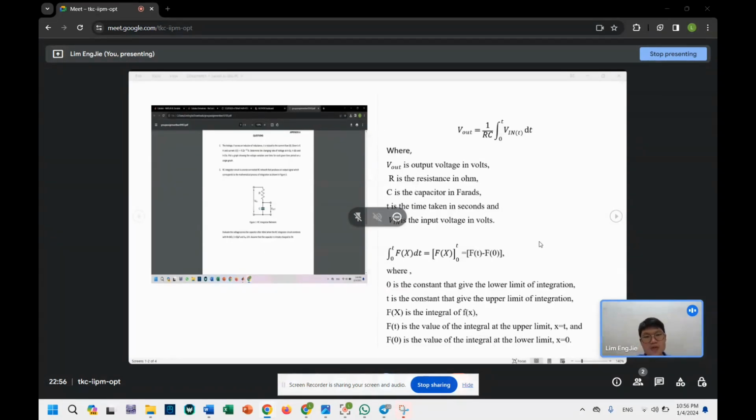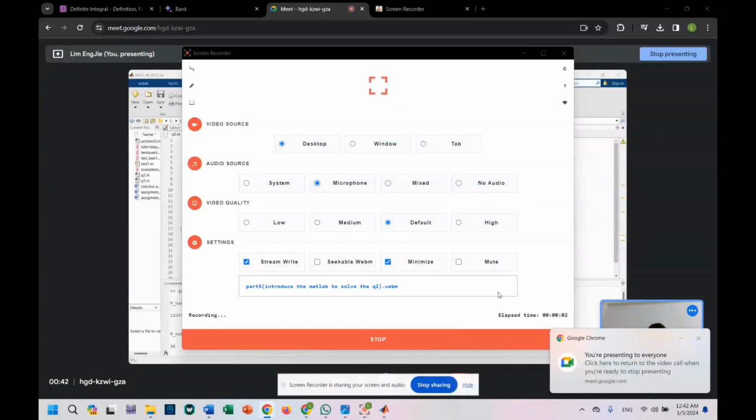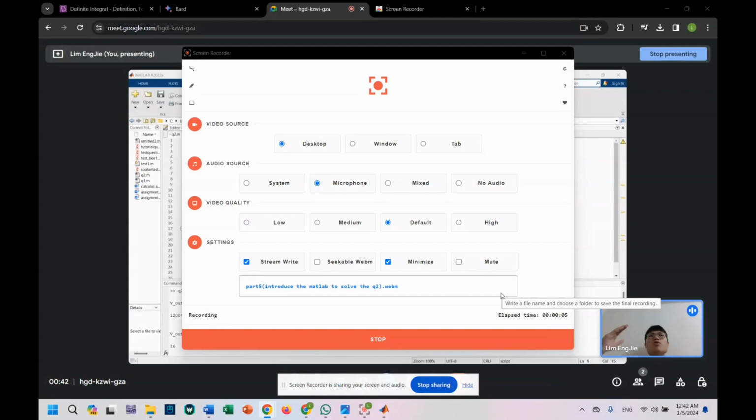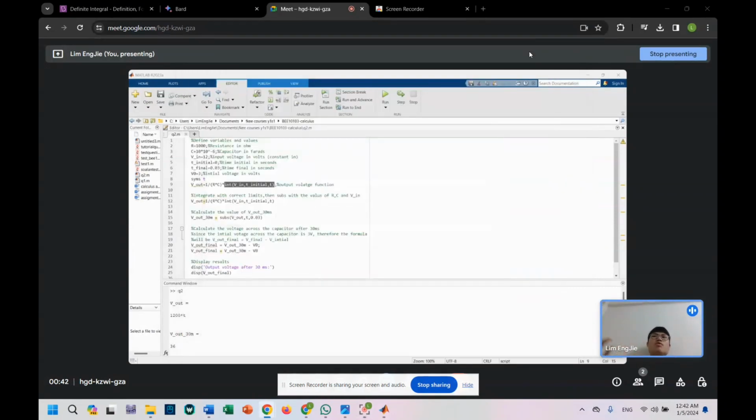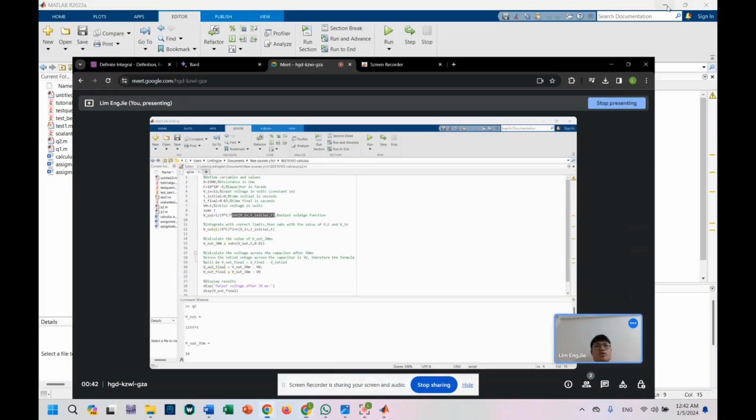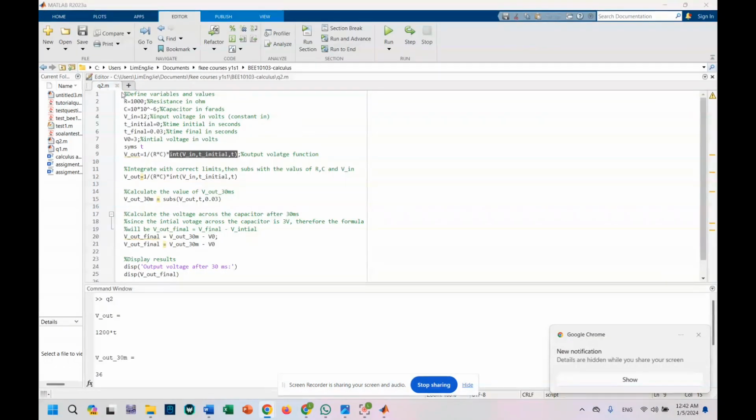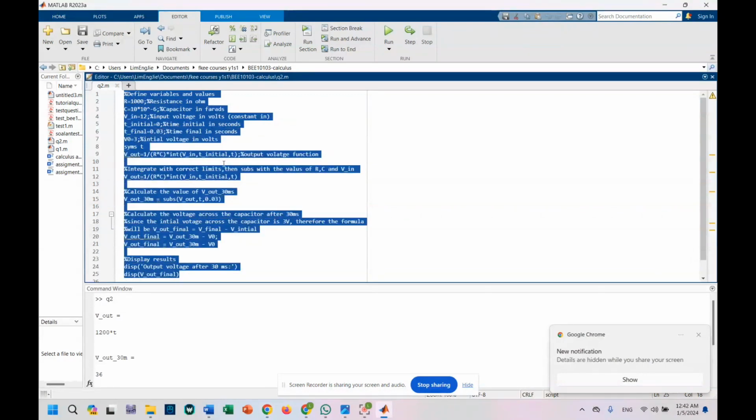These are the formulas and the theory we're going to use to solve question 2. After knowing the steps, we know how we want to construct instructions for MATLAB. Now, without wasting time, we try to apply it. This is MATLAB. This is the code I constructed to solve question number 2, and the final result I will get is 33.